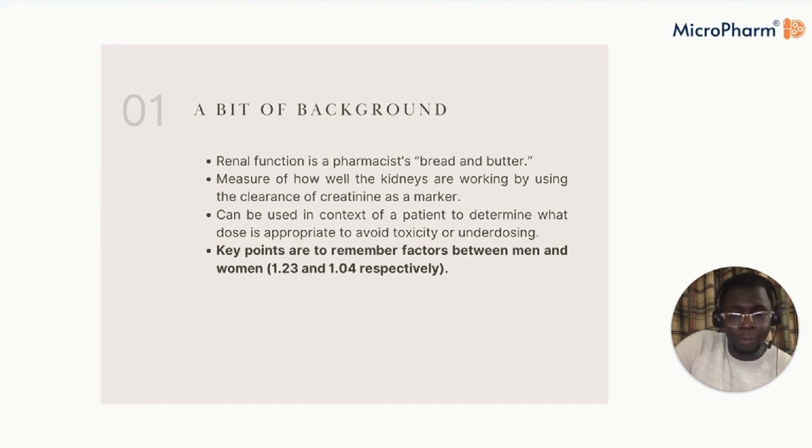And remember that renal function can be used in the context of a patient to determine what dose is appropriate to avoid toxicity or underdosing. So if we think right back to the MPharm degree, where we think about that therapeutic window, below which it's subtherapeutic, above which it is toxic. And in patients with impaired renal function, what you find is that the clearance of certain drugs is reduced, and therefore at the same dose, we might be more likely to be on the higher end, i.e., that toxic end of our therapeutic window.